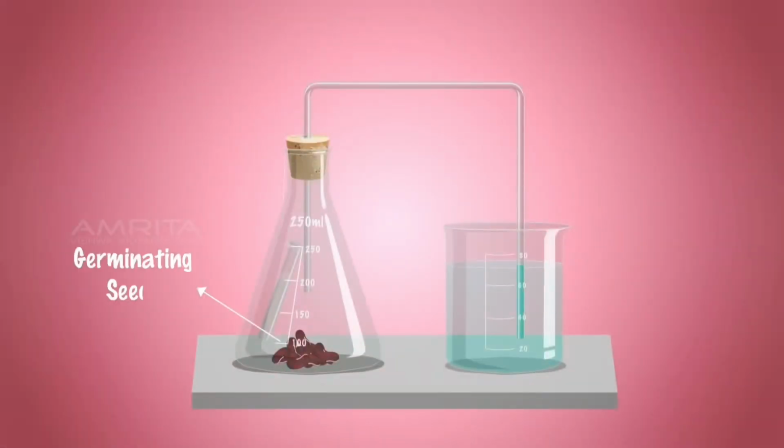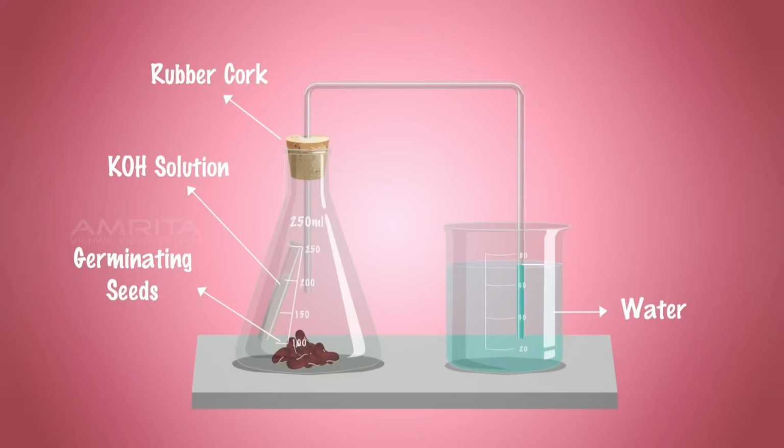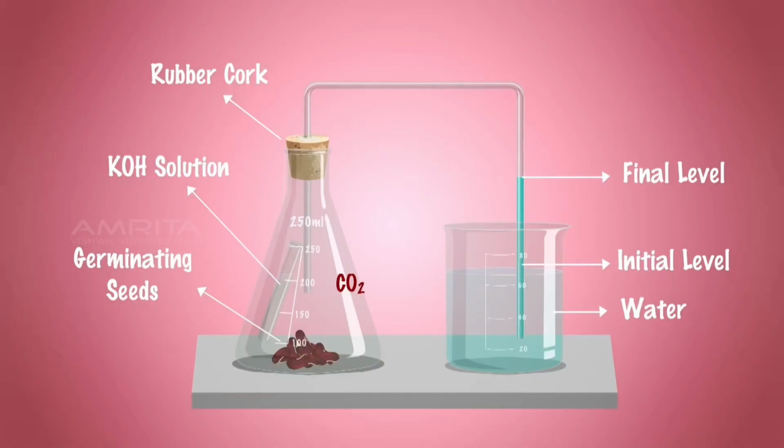The germinating seeds in the conical flask release carbon dioxide during respiration, which is absorbed by the potassium hydroxide solution kept in the small test tube. This creates a partial vacuum in the flask and it forces the water up the delivery tube. Thus, it proves that germinating seeds produce carbon dioxide during respiration.